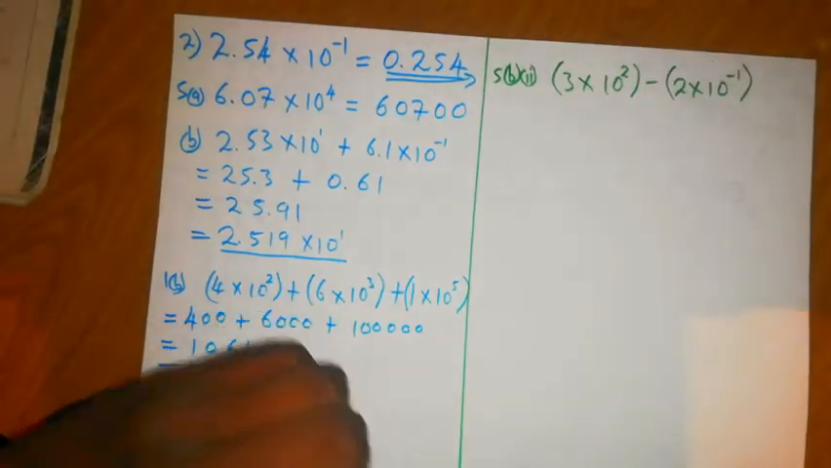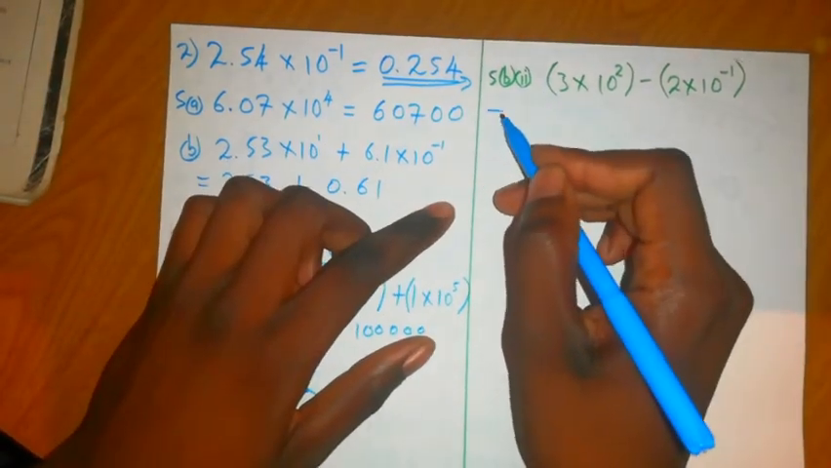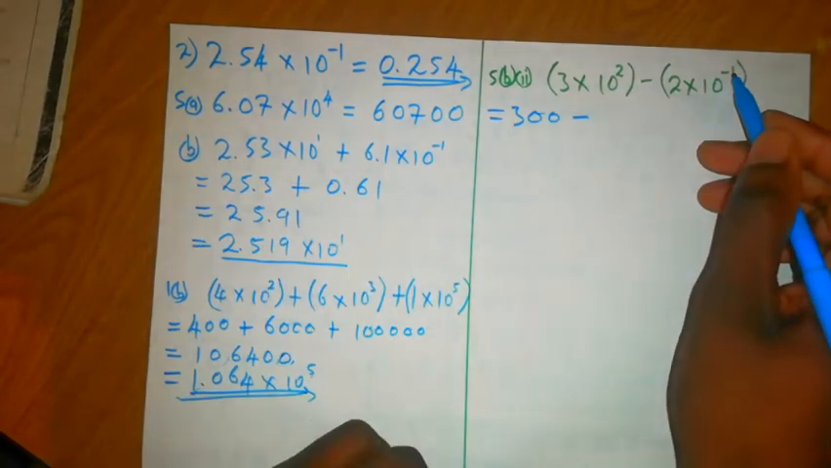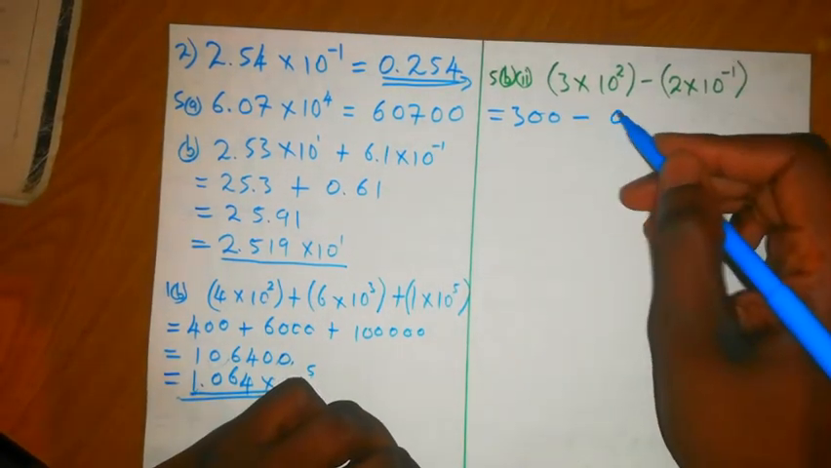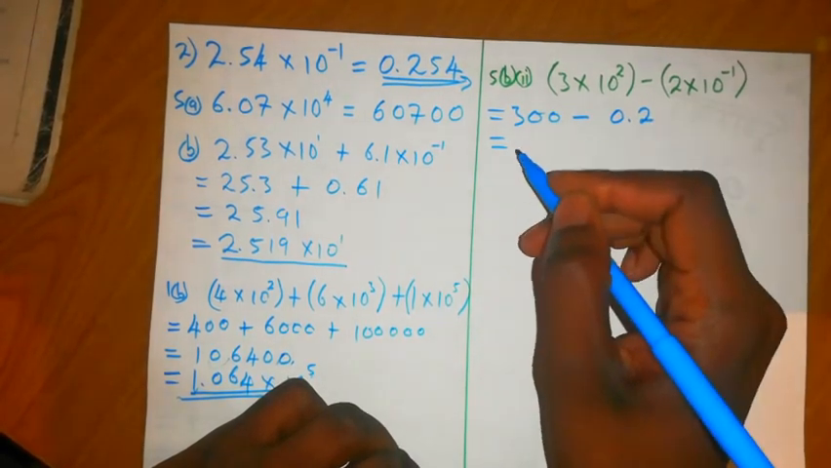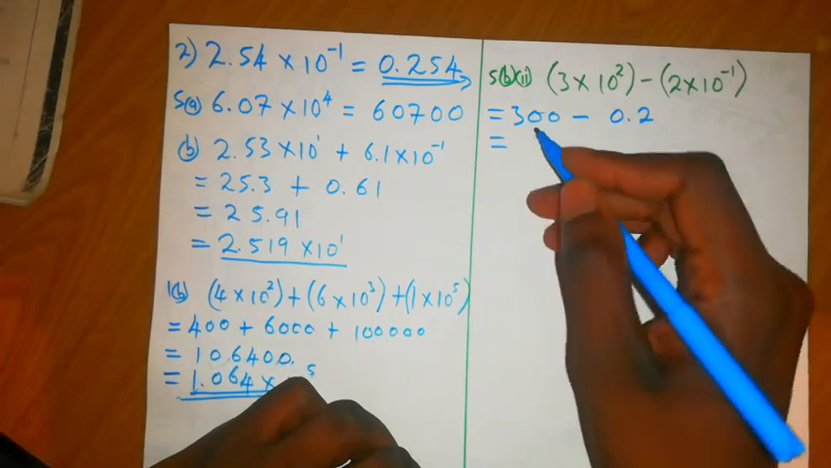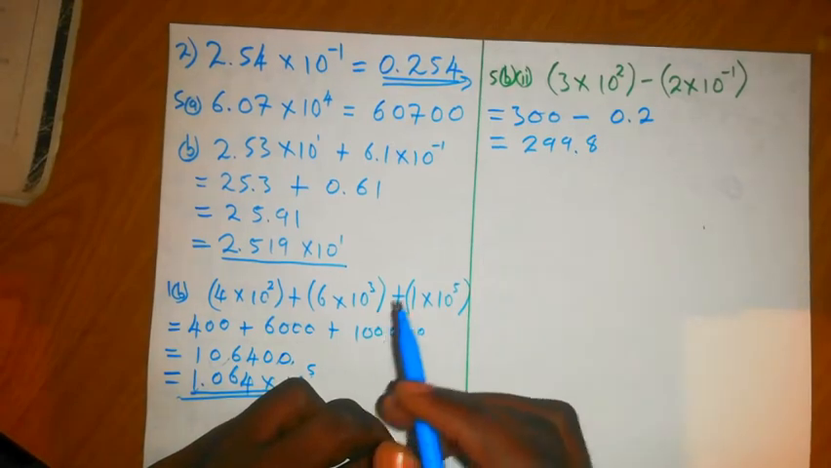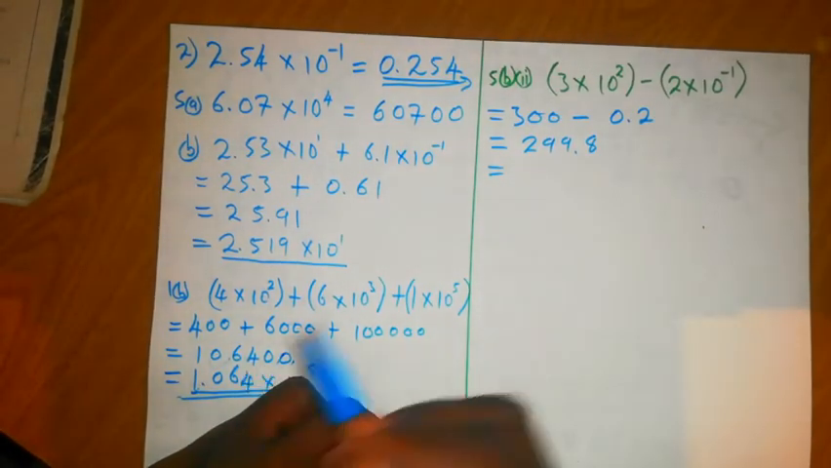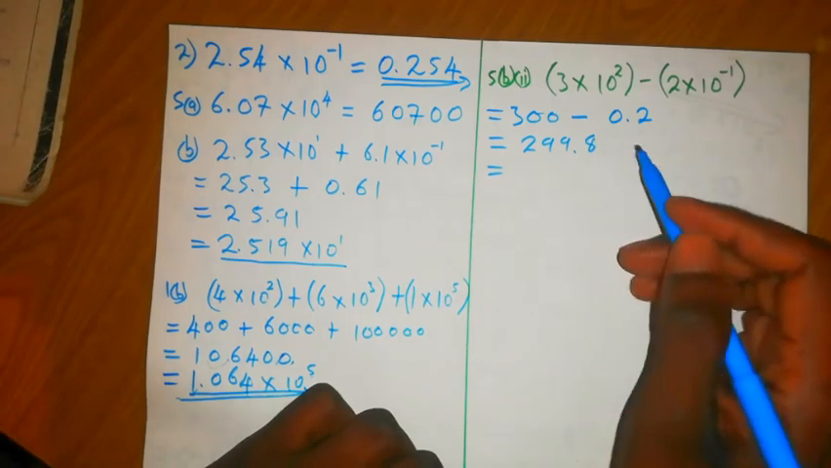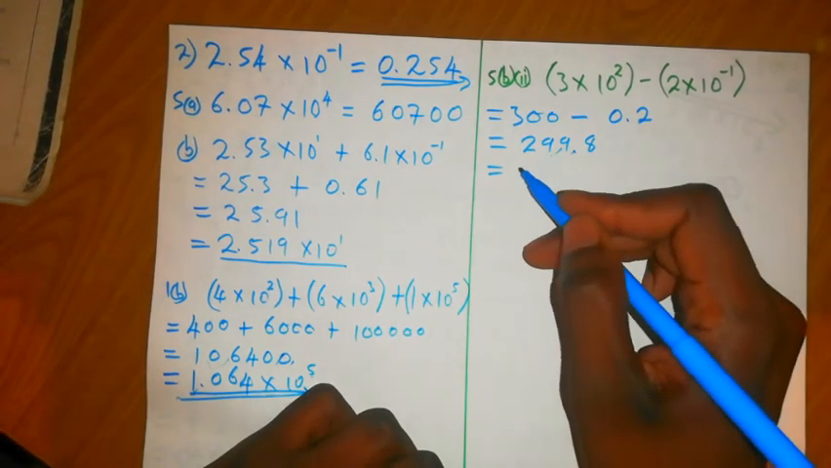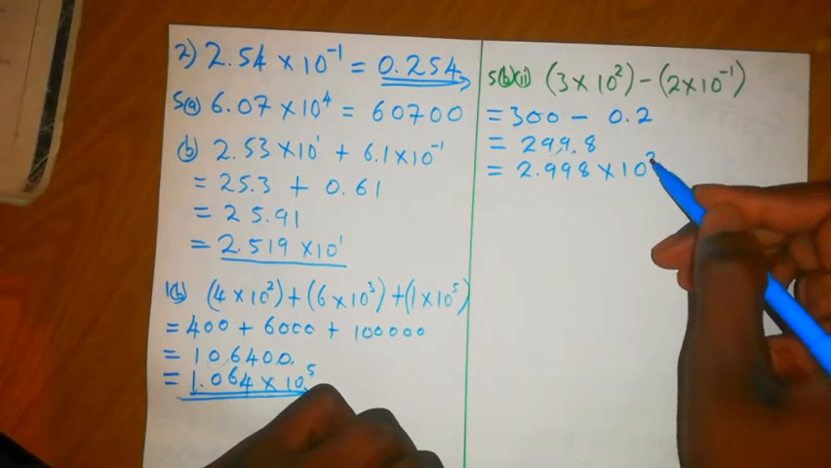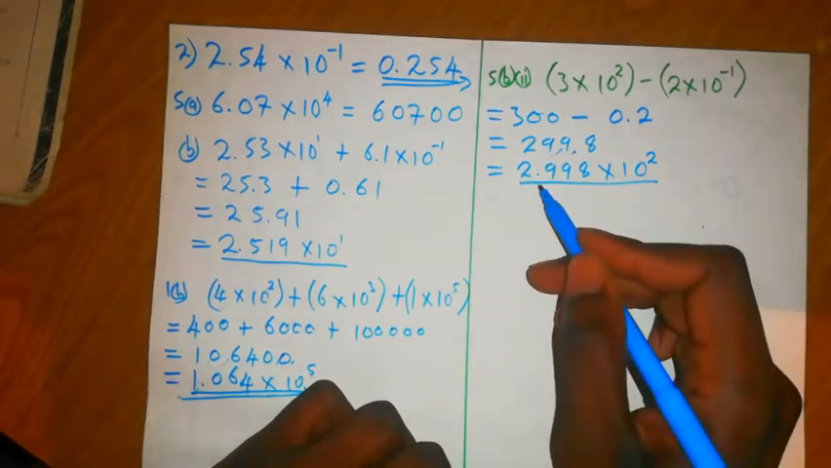I think we're now familiar with the concept. So that's equal to 300 minus, that one is an abnormal number. How many zeros before 2? That's 1. So that's 0.2. So 300 minus 0.2 is 299.8. Then I convert that one into standard form. It's a normal number, so my index is going to be positive. So that's 1, 2. So that's 2.998 times 10 to the power of 2. That is my final answer.